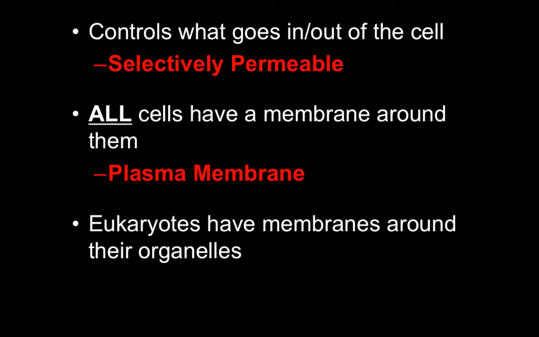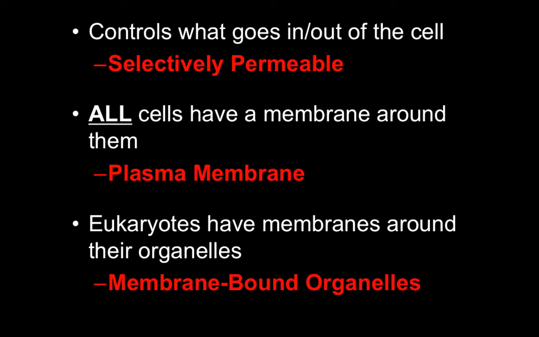But only eukaryotes have membranes around their organelles. This is called having membrane-bound organelles. We're going to talk more about this in the future. However, this is just like having walls inside your house that separate rooms. So eukaryotes have membranes inside. All cells have a membrane around the outside.